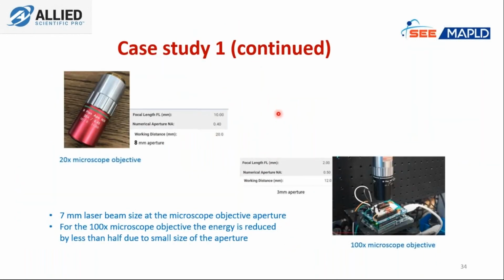And the two microscope objectives, the 20 times and the 100 times. The 20 times had an 8mm aperture, so it could accommodate the full beam, which had a 7mm diameter at its output. But the 100 times had only a 3mm aperture, so it would block some of the beam. So the energy would be less for the 100 times, but the magnification would be more.